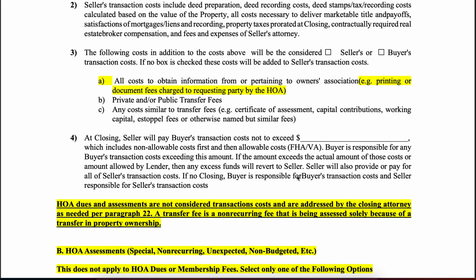The HOA dues and assessments are not considered transaction costs and are addressed by the closing attorney as needed in paragraph 22. A transfer fee, or in that case, any cost similar to a transfer fee, is a non-recurring fee that is being assessed solely because of a transfer in property ownership. If it's a fee that would have existed whether or not the property is being sold, that's not a transfer fee. A transfer fee is simply a fee that is being assessed because the property is changing hands.